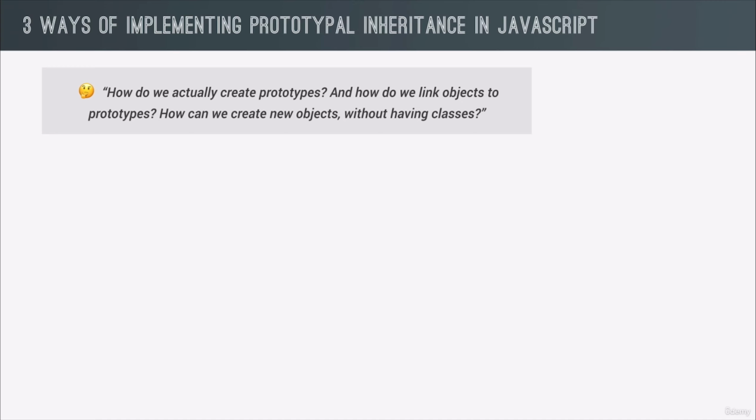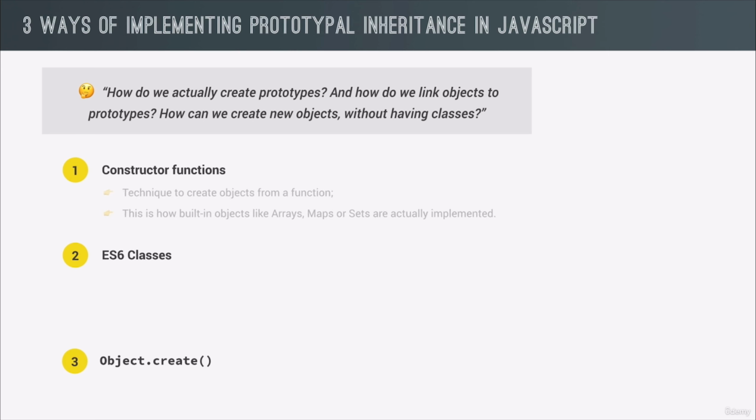Well, in JavaScript, there are actually 3 different ways of doing all this: the constructor function technique, ES6 classes, and also the Object.create function. So first, constructor functions are a way of creating objects programmatically using a function, which will also set the new object's prototype. And this is actually how built-in objects like arrays or maps or sets are implemented. Also, this is how OOP has been done in JavaScript basically since the beginning.